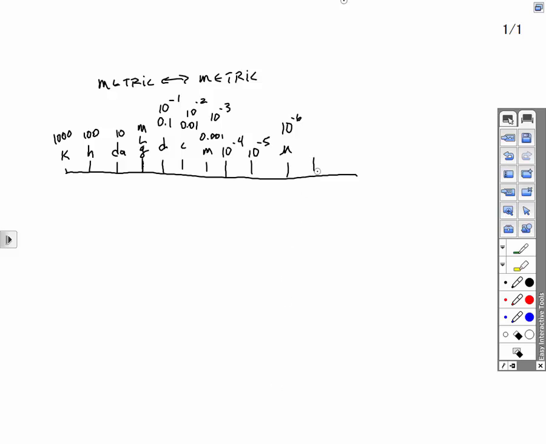Okay, and then I'm going to have a 10 to the minus 7. Again, I don't know a prefix on that. And then I'm going to have a 10 to the minus 8. I don't know a prefix on that. And then I'm going to have a 10 to the minus 9.